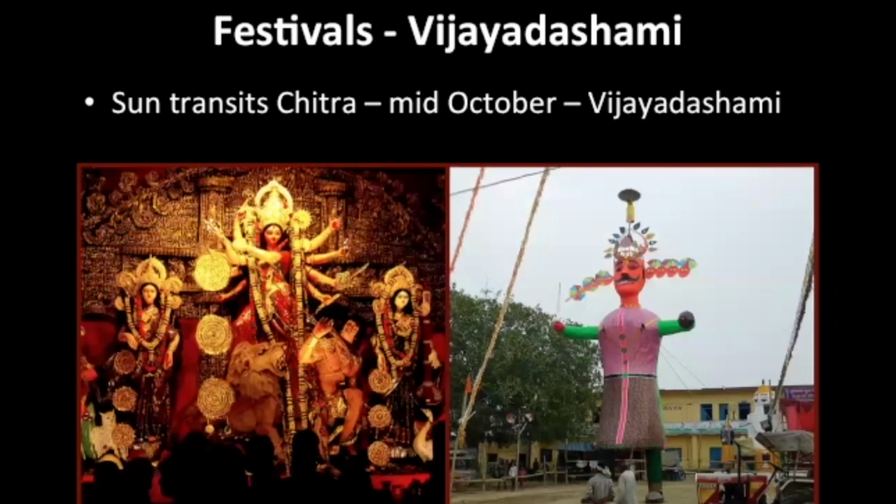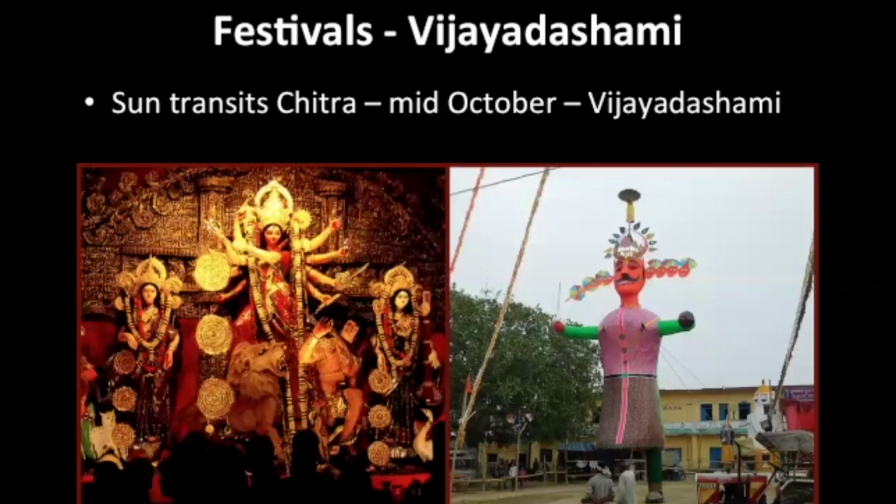Finally, festivals, my all-time favorite is festivals. As I said, October 15th, 16th is the time when the sun passes through Chitra. And whenever the sun transits Chitra in mid-October, it's Vijayadashami, correct? Right now, yesterday only we celebrated Vijayadashami. Now, how I connect this to Chitra: you have these weapons, these artilleries, Vishwakarma, the weapons, and you see how Durga Ma is having all the weapons in hand.